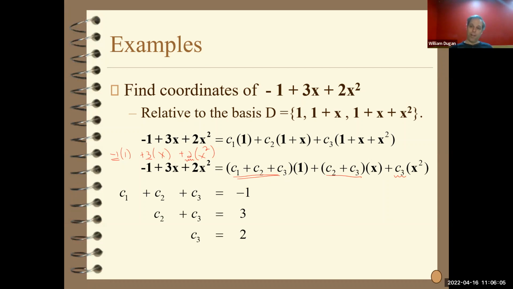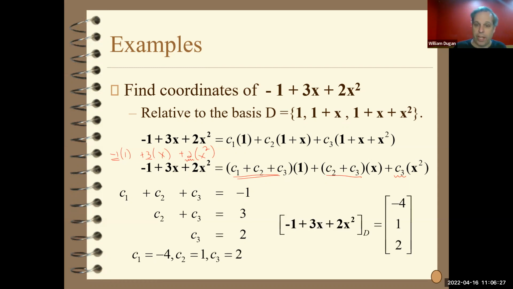Now notice by doing this little trick, we are right back to what you're used to. This is now just a linear system in 3 unknowns. I would solve it using back substitution or using some other method, using Gaussian elimination or using matrix inverses, Cramer's rule. There's all kinds of ways to do it. Here, I'll just write down the answer. So that means then, if you want to know the coordinates of the vector -1 plus 3x plus 2x squared relative to the basis D, it's the vector -4, 1, 2. And that's it. I believe that's enough for that portion of the video.